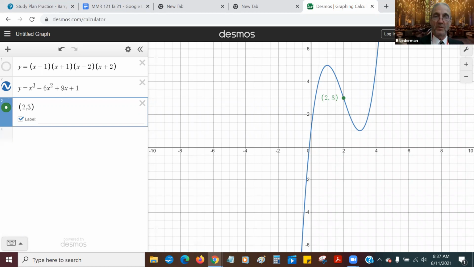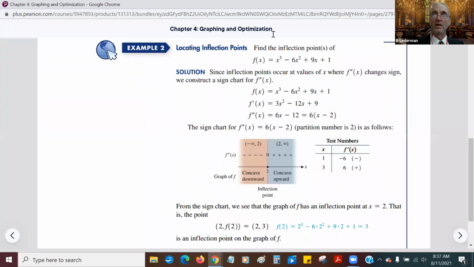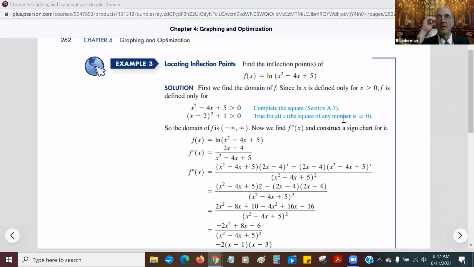So let's go back to the textbook and let's continue. Let's carry on. Here we go. So let's go to the next example. It's been loads of fun, and we're going to continue. Okay, let's look at another case.